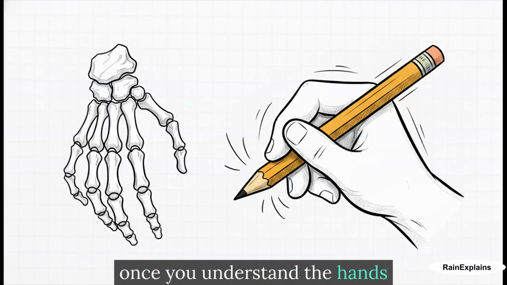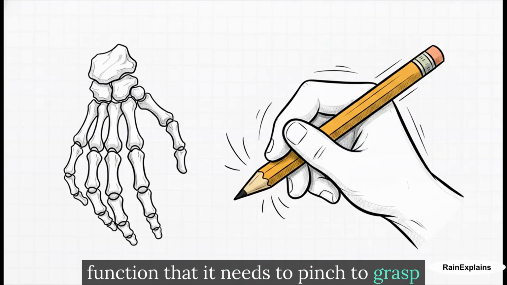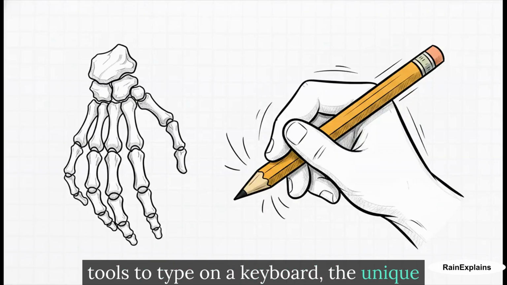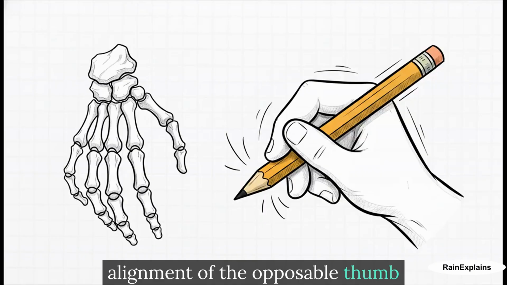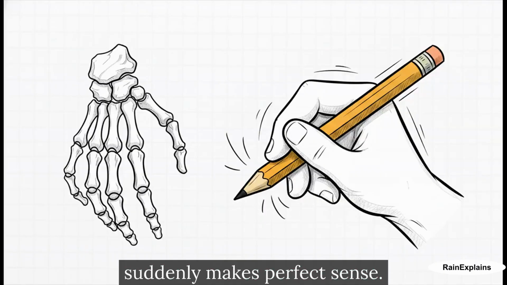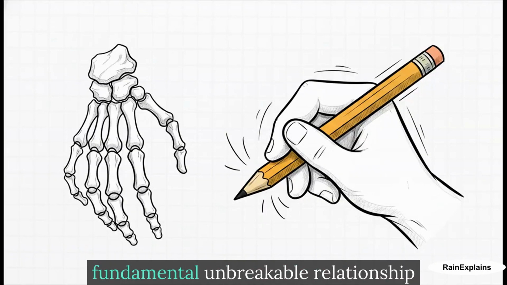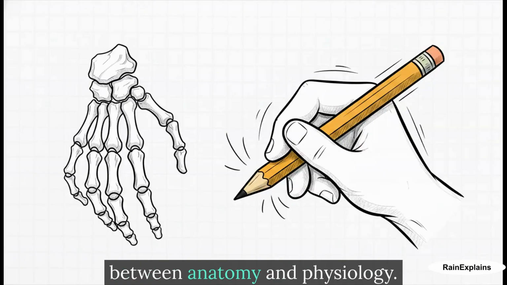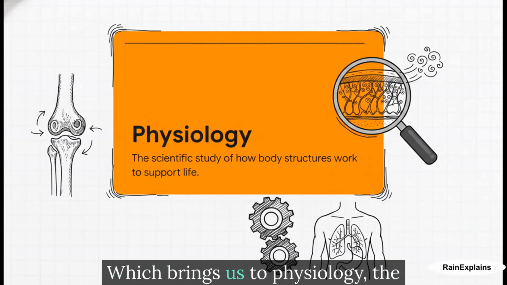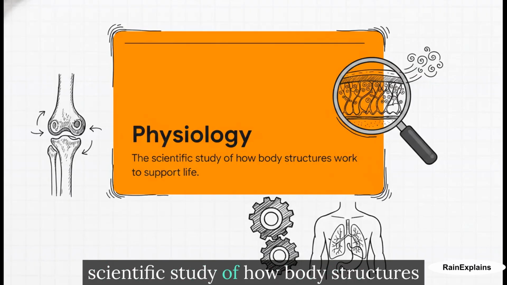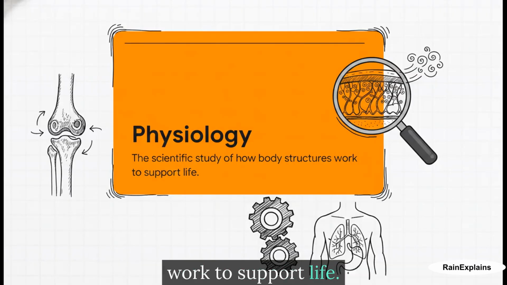But once you understand the hand's function, that it needs to pinch, to grasp tools, to type on a keyboard, the unique alignment of the opposable thumb suddenly makes perfect sense. This perfectly introduces the fundamental, unbreakable relationship between anatomy and physiology. Which brings us to physiology, the scientific study of how body structures work to support life.